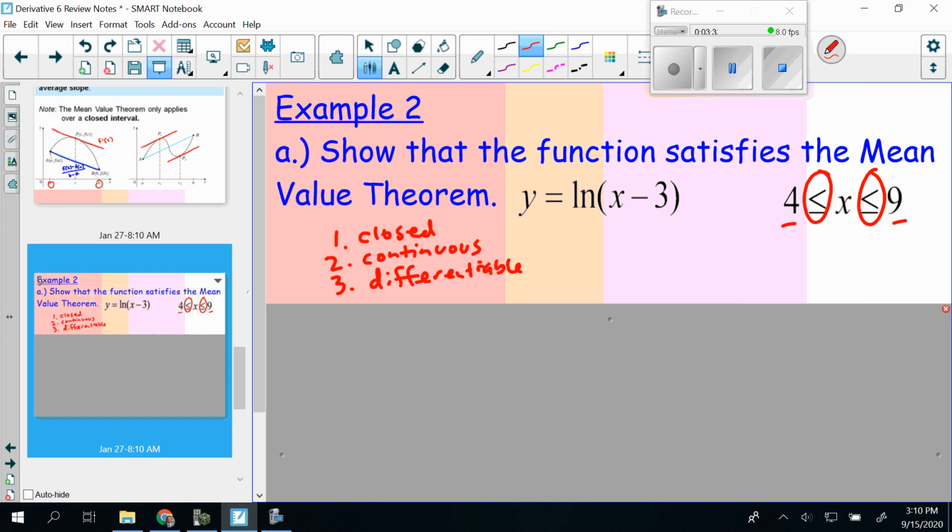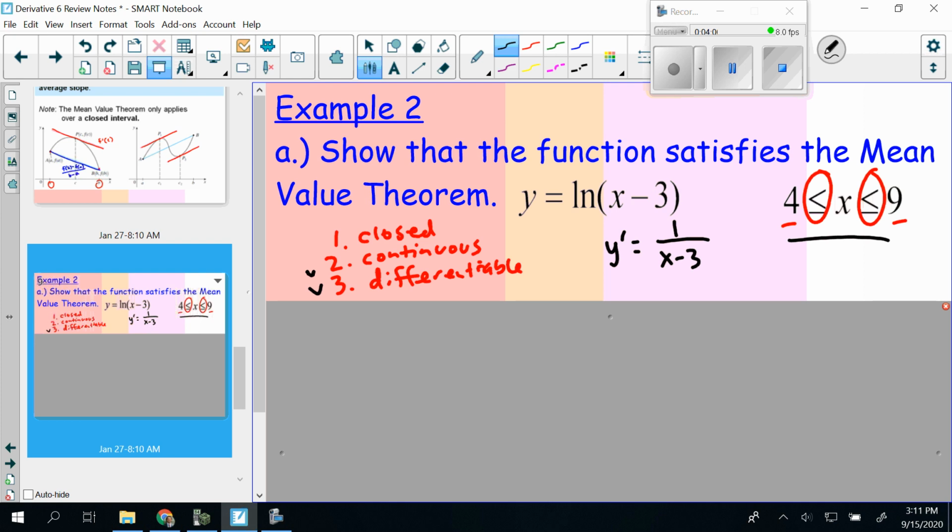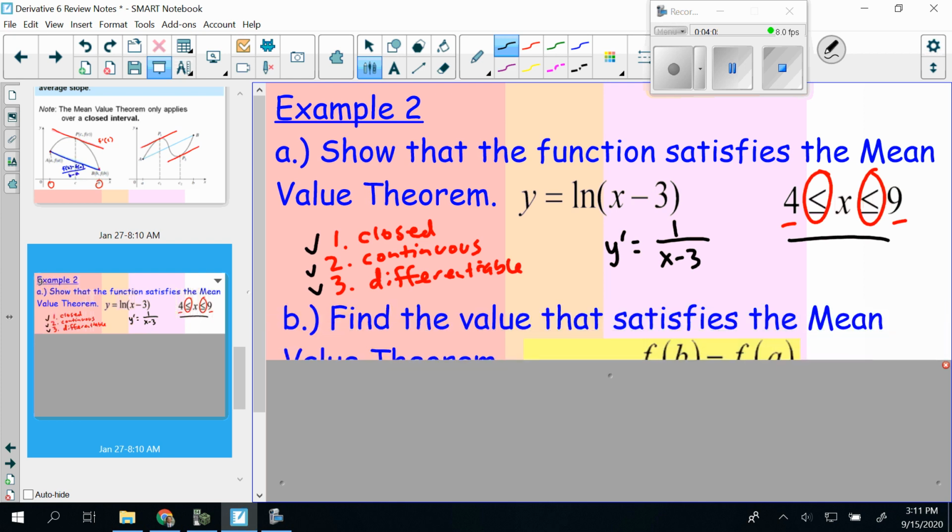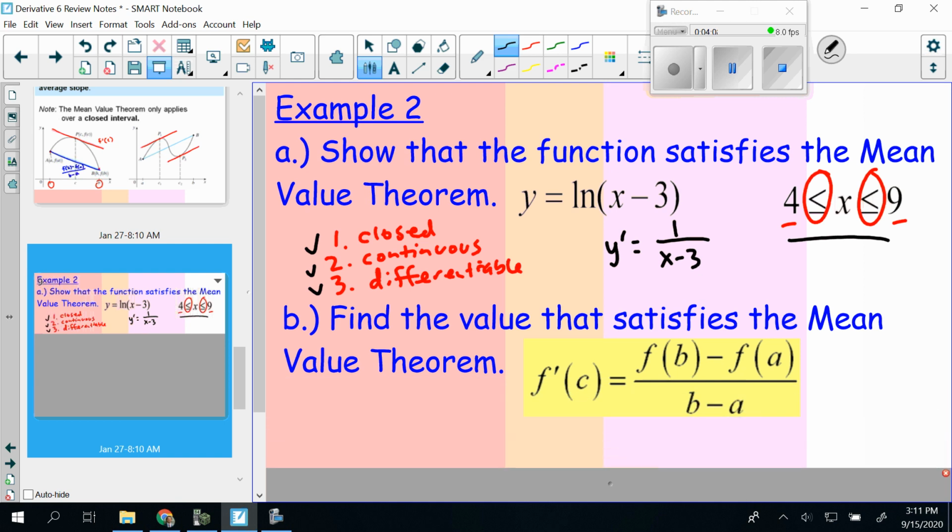Everywhere here? Well, let's see what that derivative is and find out, because if we know the derivative, we can get that. Our derivative here, y prime, would be 1 over whatever we're taking the log of. And we've got to do chain rule here, times the derivative of the inside, which would be 1. So that's our derivative. Looks like the only place where that derivative doesn't exist is at 3. We're okay here, though, because we don't pass through 3 on our interval. So yes, we've checked off all 3 of these. They satisfy the different qualifications of the mean value theorem.